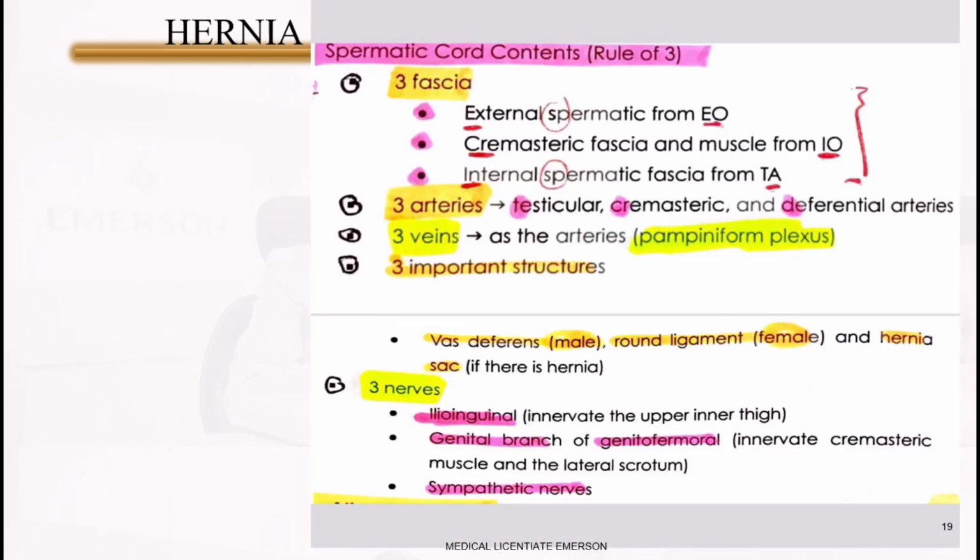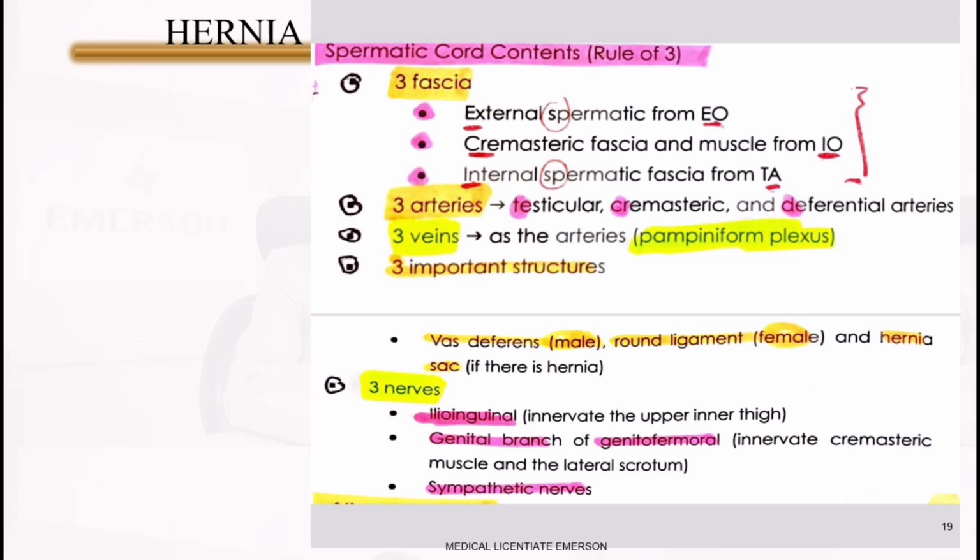So these are the schematic contents. So we have the rule of threes. So we have three fascias, mnemonic ICE, ICE, ICE. So I for internal spermatic fascia, C for cremasteric fascia, E for external spermatic fascia. Then we have three arteries. So three arteries we have ACT, ACT. A for artery of the vas deferens, C for cremasteric artery, T for testicular artery.